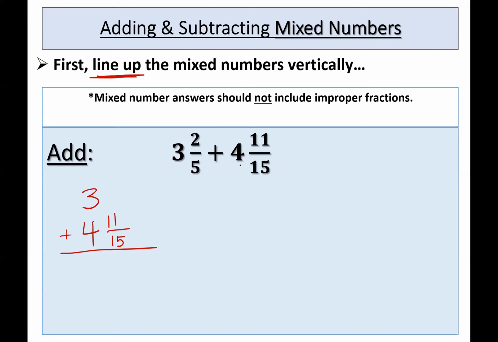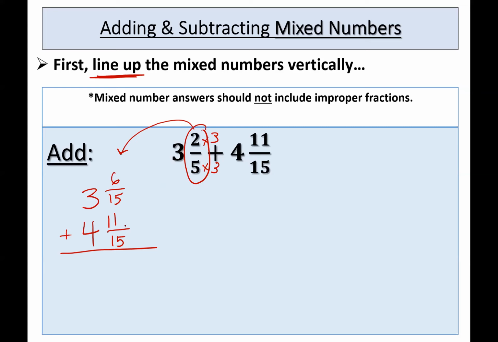I know I'm going to need a common denominator, so let's work on that here. 5 and 15 are not the same, but could I get them to be the same? Let's see. If I do 5 times 3, I could use 15 as a common denominator. So 5 times 3 is 15. 2 times 3 would be 6. So let's rewrite this. Instead of 3 2/5, I'm rewriting it as 3 6/15. Why did we do that? We did that to get a common denominator between our fractions. So 3 6/15 plus 4 11/15.